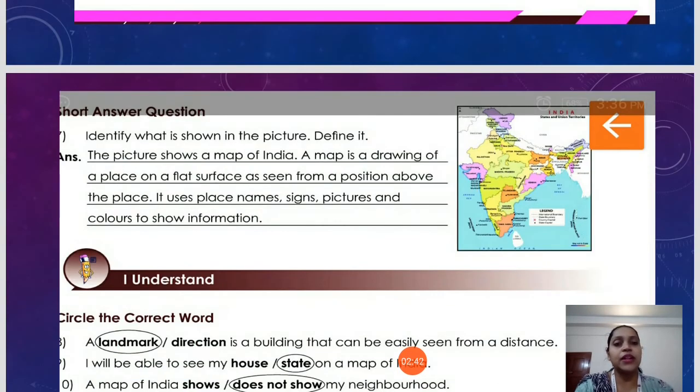Then there is a short answer question. It's given, identify what is shown in the picture and define it. Now here you can see a map of India. Okay, now what picture does it show? The picture shows a map of India, as I have said. And define it: a map is a drawing of a place on a flat surface as seen from a position above the place. It uses places, names, signs, pictures and colors to show information.